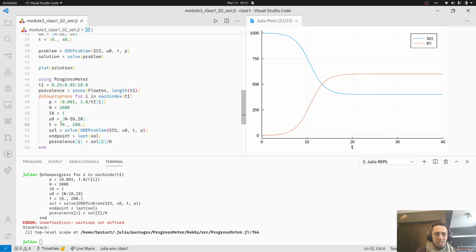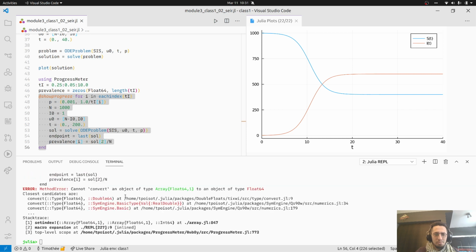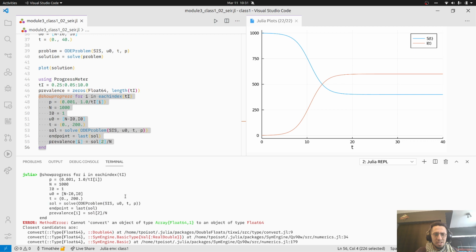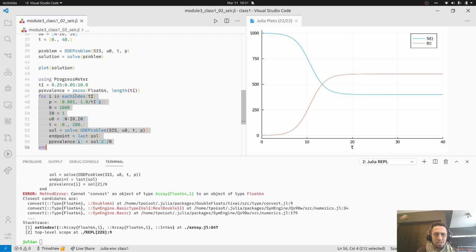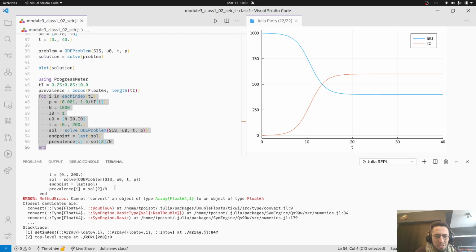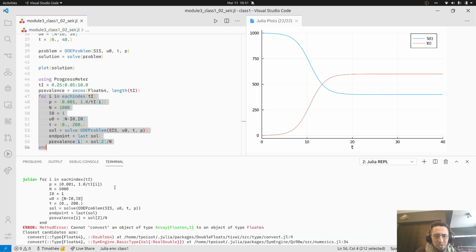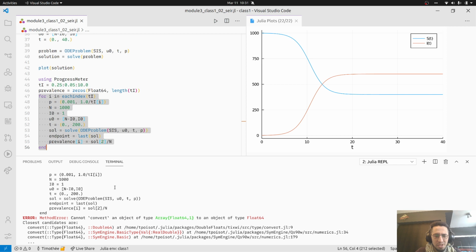All right. We'll get it. I don't know why show progress is not agreeing with what we were trying to do. But you know why? We don't need that. Okay, what's our issue here? Cannot convert an object of type array float64.1 to an object of type float64.